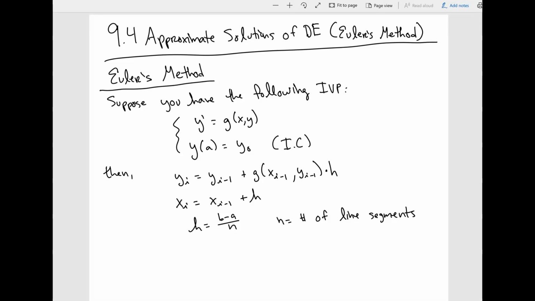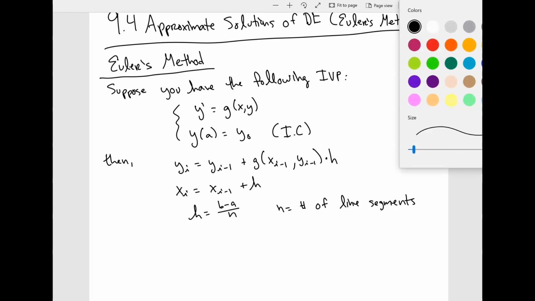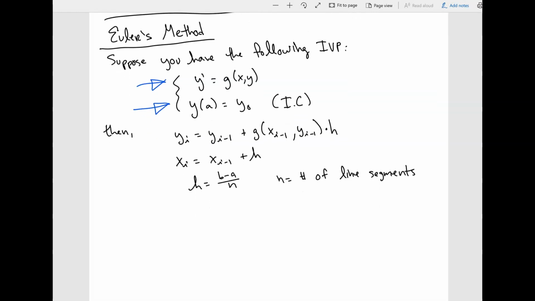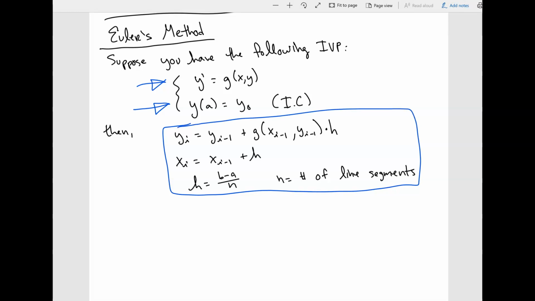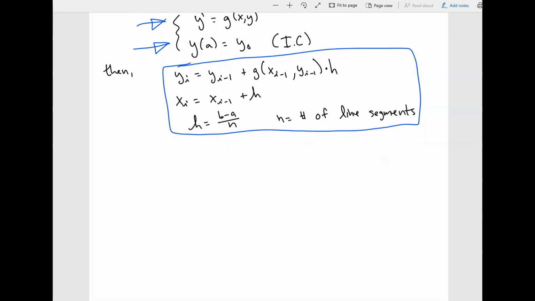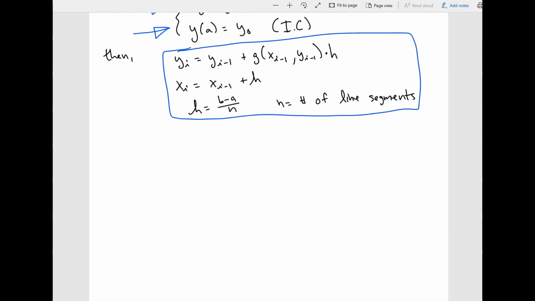Basically, if you have an initial value problem, so let's say, for example, we have this differential equation, and you have an initial condition, so we know y of a equals y0, we can try to approximate the solution by this iterative method. Let me explain a little of what this is. Let me first give you a little abstract intuition, and then I'll give you something a little more concrete.